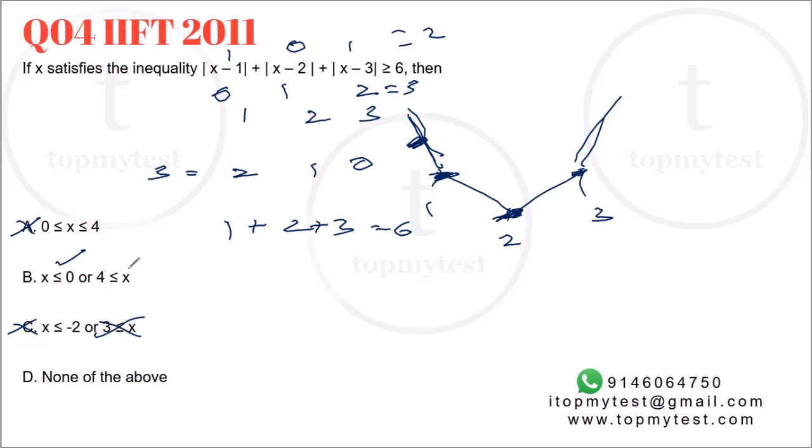We can verify for x more than 4. At 4, the reverse will happen. It's a symmetrical sort of a curve. If you put x is equal to 4, this will give you 3, this will give you 2, this will give you 1, which is 6. So beyond 4, it will be higher than or equal to 6. Option B is your correct choice.